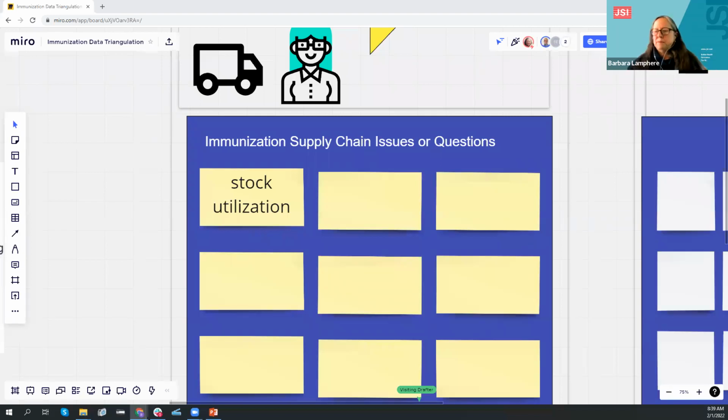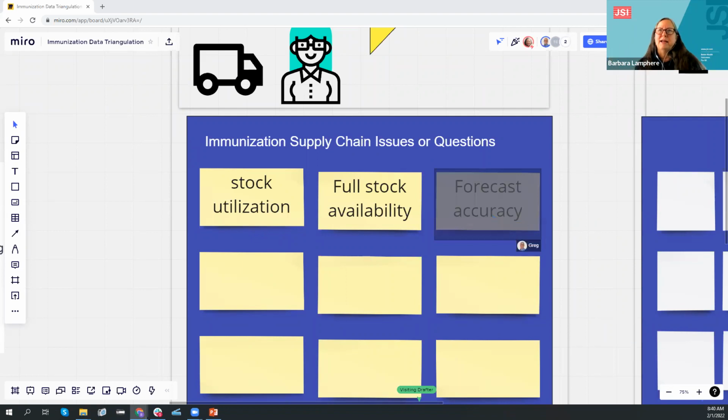And I want to remind you that, as we said, data triangulation can be used at any level in the system, right? You could be at subnational, it could be at central national level. So let's see what we're getting here. So far, stock utilization and full stock availability have been offered as issues. Okay, let's see what else comes in as well. So think about, what are you going to be able to investigate through data triangulation?